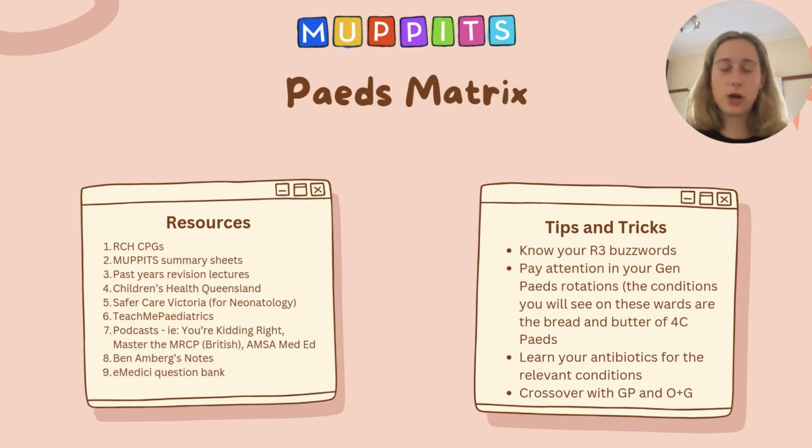Okay, so in terms of some resources and tricks for the PEDS matrix, I've collated a little bit of a list of resources for myself and the team at Muppets. So you'll always hear that the Royal Children's Hospital Clinical Practice Guidelines, or CPGs, are the gold standard. Pretty much always go to that first and then supplement your learning with other resources too. But they are fantastic, and the exams are going to be based off them.